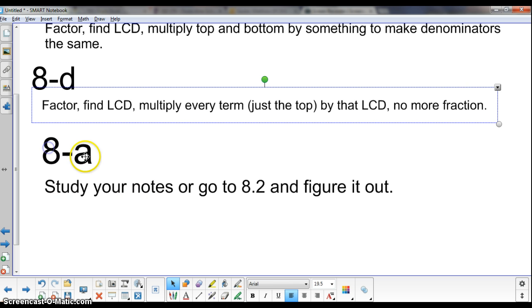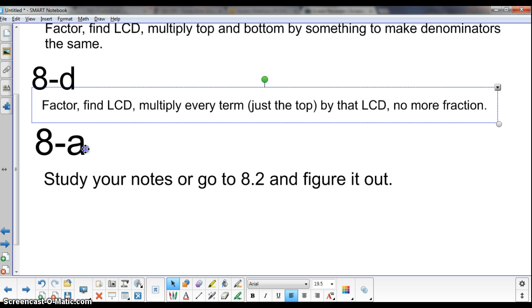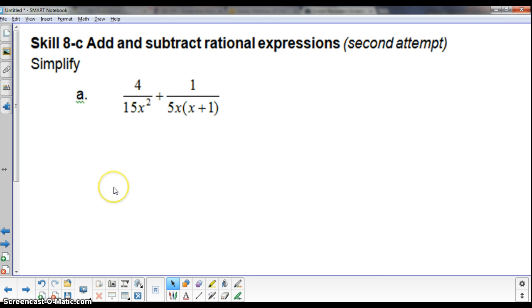And then 8a, you need to study your notes or go to 8.2 and figure it out. It's not going to change. It's the same every single time. And we'll go through this skill. All right, let's start with 8c. Add and subtract rational expressions.